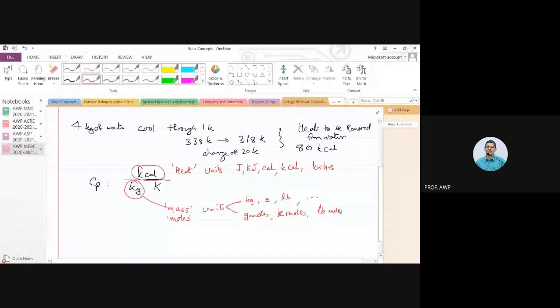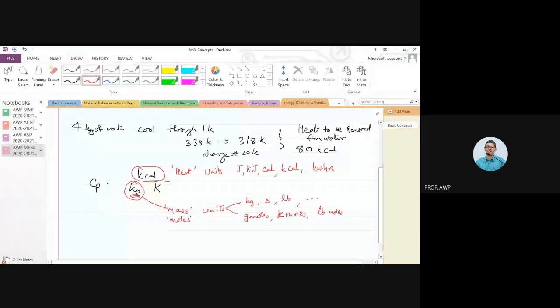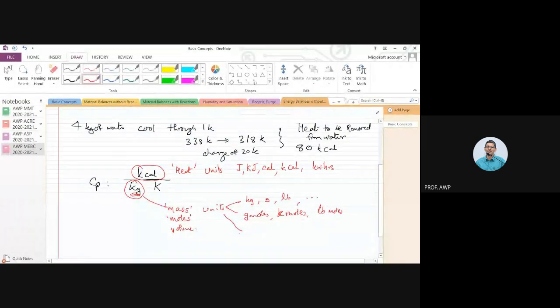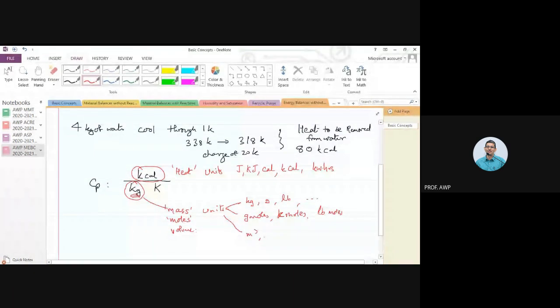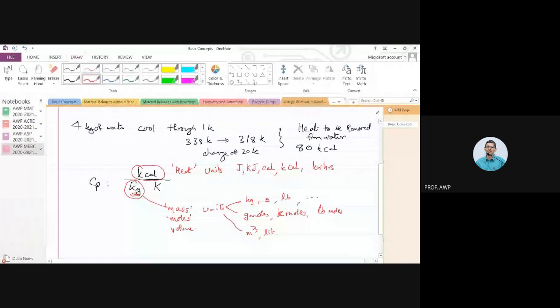Sometimes we represent this denominator to make it an intensive property, that means to make it independent of the amount that we take. Sometimes we write it in terms of volume as well, right? So you could have the volume of the substance represented in terms of meter cube, in terms of liters, in terms of ml, whatever set of volume units that you like.